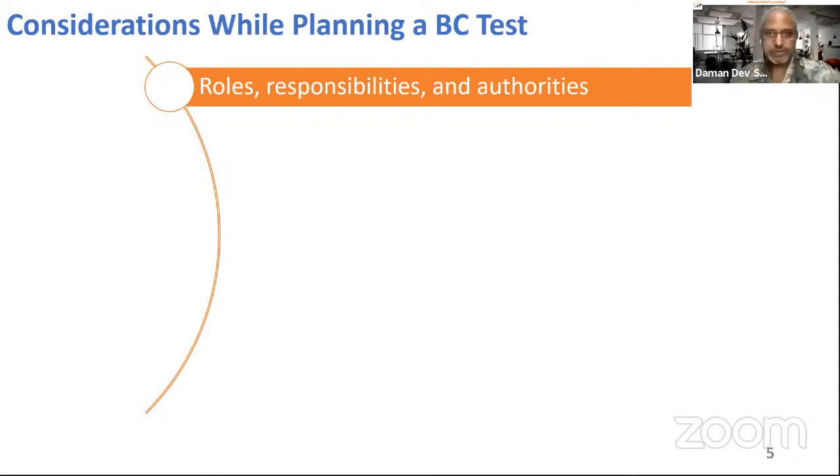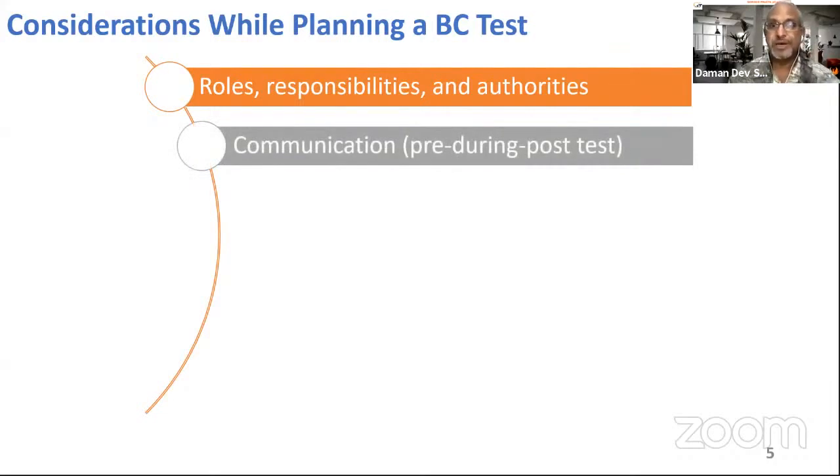Also give this example. While I'm designing the test, the question is how deep we need to go. Perhaps some of us, I'm not saying none of us, have not gone that deep. You need to write roles, responsibilities, and authorities, not in the BC policy, but for this particular BC test. Who will do what? Communication before, during, and after the test is so important. Otherwise, you may fail.